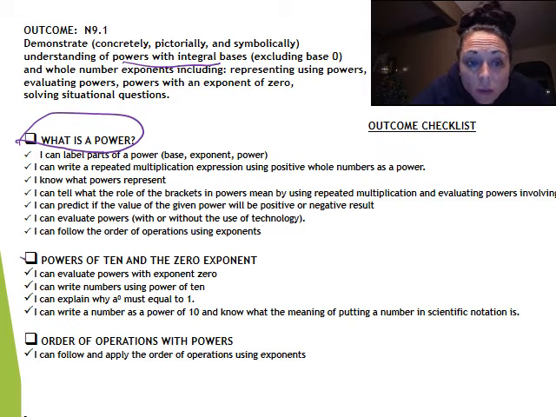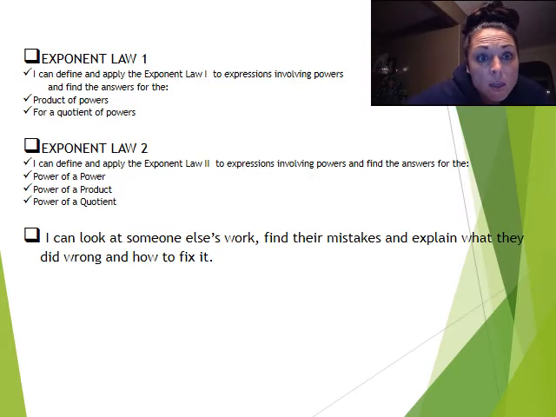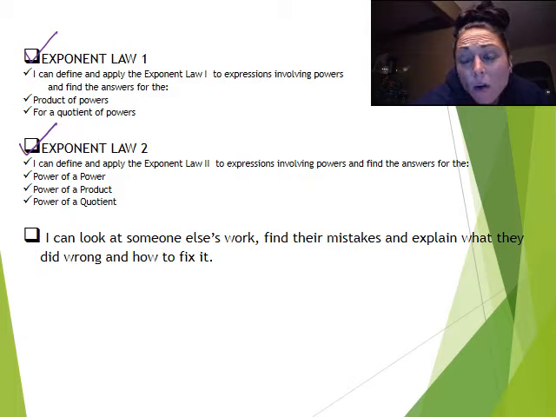You're also going to have to know the powers of 10 and the zero exponent. And you have to know how to solve exponents and powers using order of operations. Then on our checklist, you're going to have to be able to know that and then combine it with exponent law 1 and exponent law 2. And our ultimate goal above an A would be: I know my rules, I know my laws, I know what an exponent and a power is, but then I also can look at a friend's work and identify where they went wrong or how I can fix it and where to go.